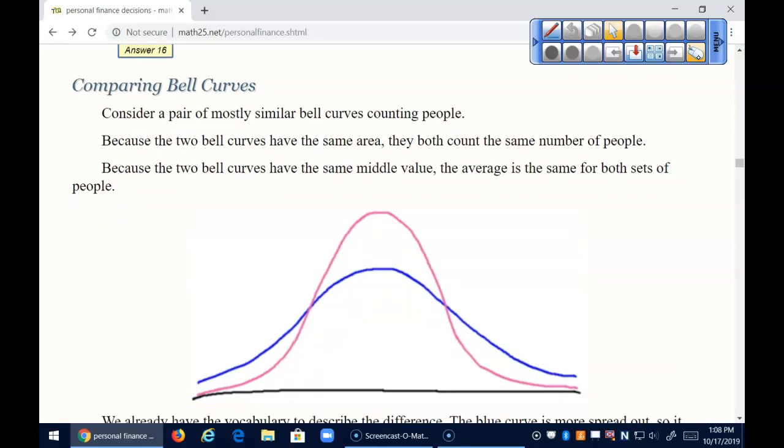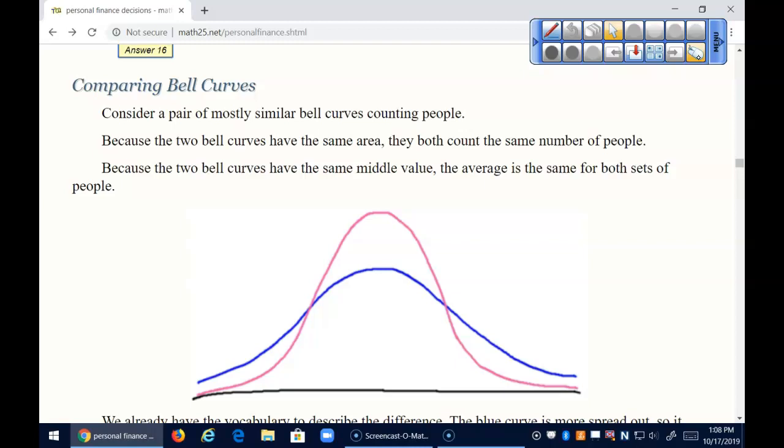Okay, here's two different bell curves. Because the two bell curves here are supposed to, if my art is good, have the same area. There's the same number of people they're counting. But even though they're the same number of people, and even though their middle, average value, and mean are the same, they're different shapes.